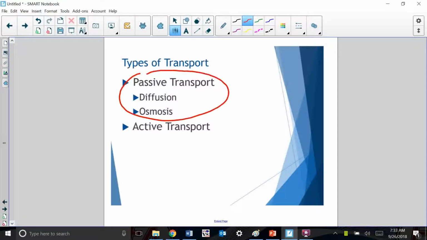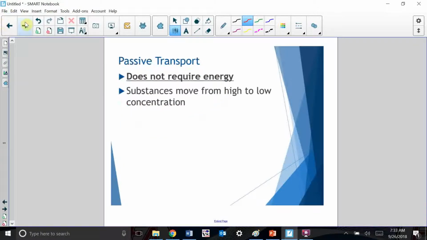Okay, and in passive transport, there's something called diffusion and something called osmosis, and they essentially work the same way. In passive transport, it's important to realize that it does not require energy from the cell. It just happens, right? An easy way to think about this, and a good example of diffusion, is spraying air freshener or spraying cologne.